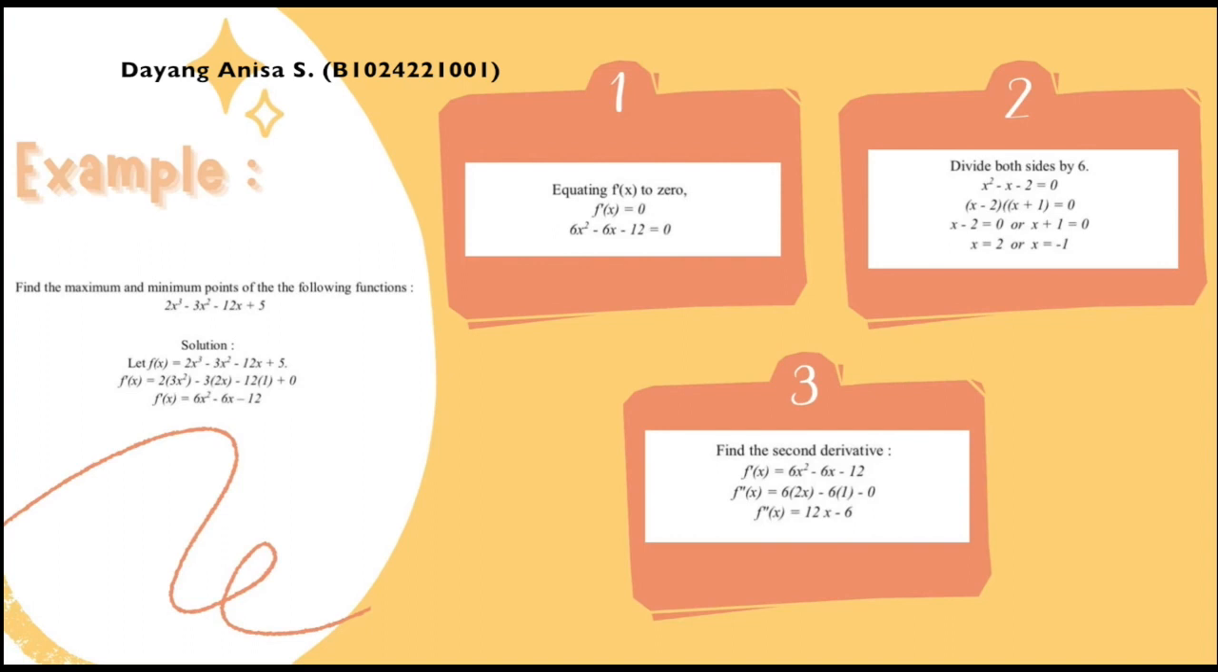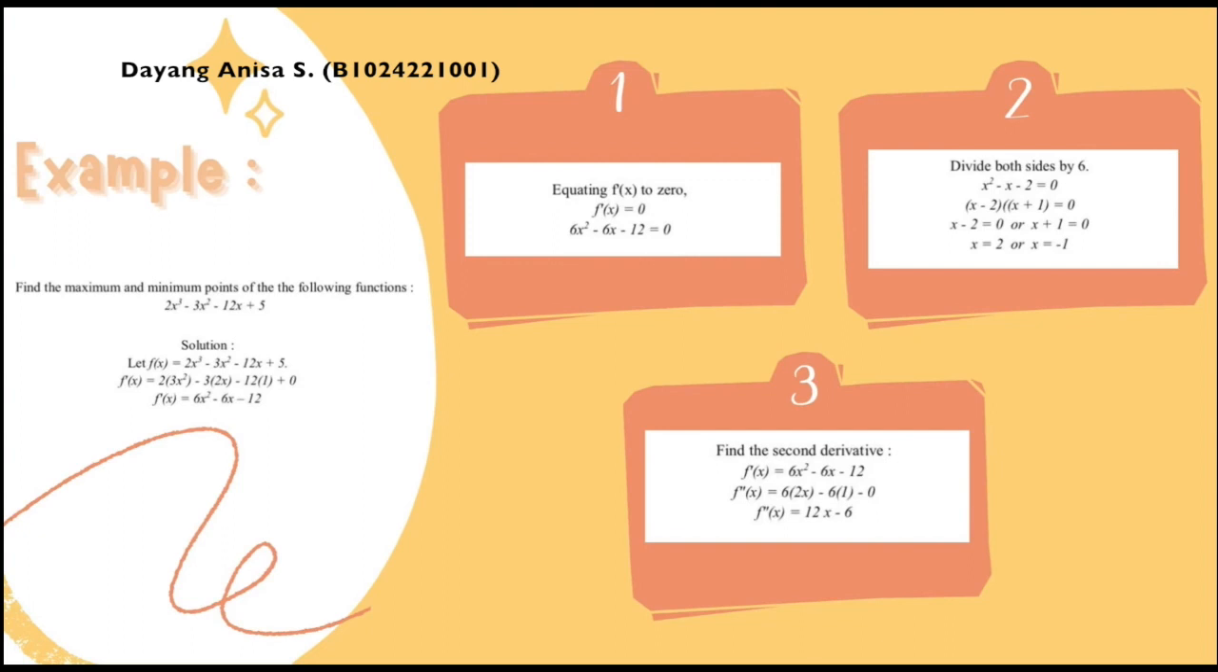So 6x^2 minus 6x minus 12 equals 0. And then divide both sides by 6. So x^2 minus x minus 2 equals 0. And then we find the x by factoring. So the x are 2 or minus 1.